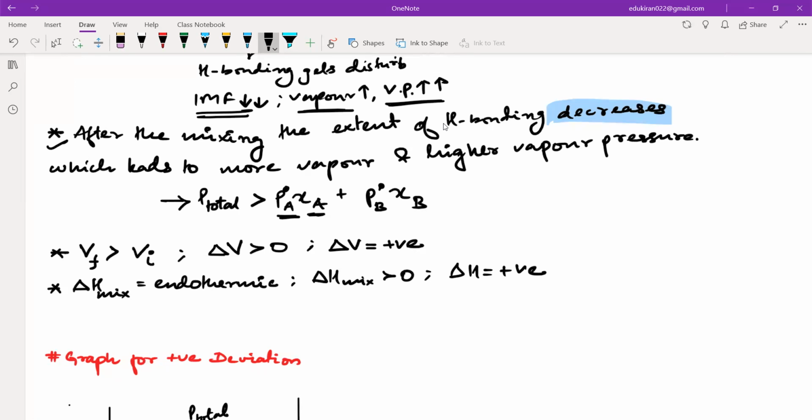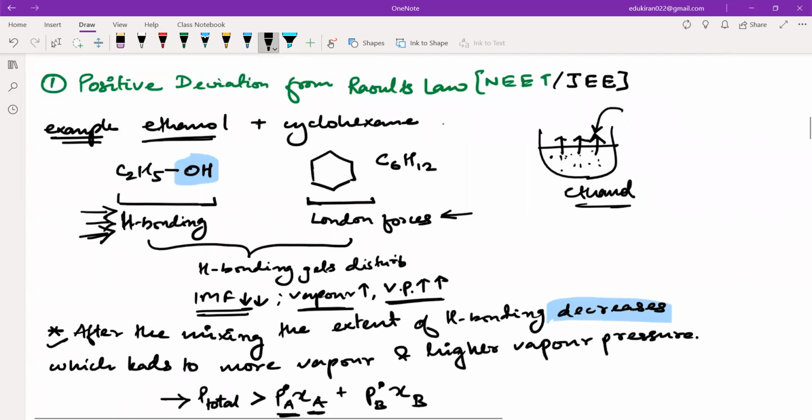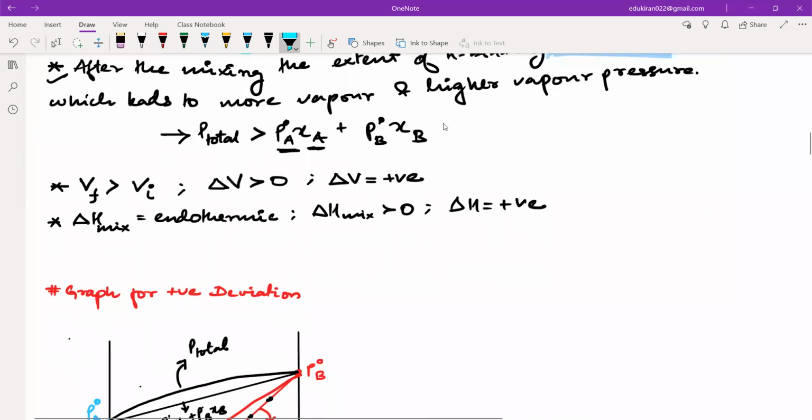P total will be greater than P naught A chi A plus P naught B chi B. Now look here, what is happening? The intermolecular force of attraction is decreasing, right? That means the molecules will be far apart, right? If the molecules are far apart, the volume will increase. Yes or no? So V final, that means V after mixing, will be greater than V initial, greater than the previous one. Delta V will be greater than 0. That is positive.